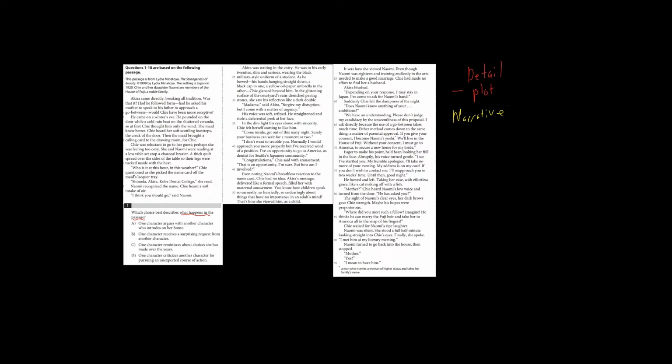And if we know anything about stories, they usually have a rising action, a conflict, and then some kind of resolution. So let's go ahead and look at the passage and try to figure out what's going on here. So every time we have this italicized portion, you always want to take note because sometimes there's really valuable information in there. So in this case, it says Chi and her daughter Naomi are members of the House of Fuji, a noble family. So right off the bat, they tell us a few of the characters. So Chi, she's the mom. Naomi, she's the daughter.